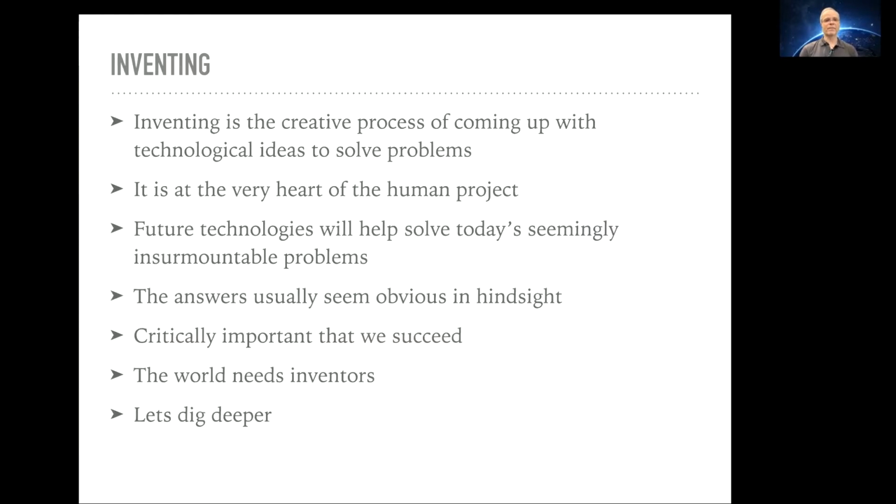So inventing. I call inventing the creative process of coming up with technological ideas to solve problems. So it is really at the heart of the human project, right? I mean, it's who we are. Future technologies will help solve today's seemingly insurmountable problems. I mean, global warming comes to mind. The answers usually seem very obvious in hindsight. And it's critically important that as a species, we succeed. The world needs innovators. So let's look more closely here.